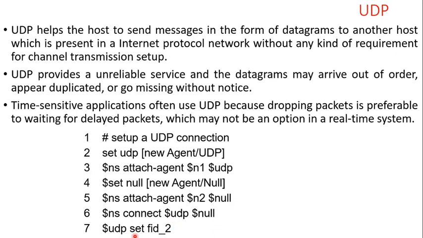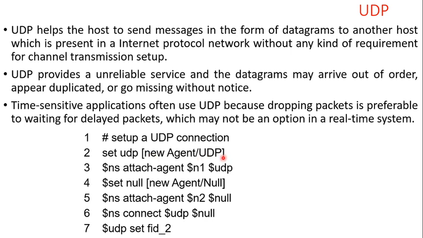Again as usual, under the UDP there may be n number of transmissions or n number of data flows. In order to categorize them or classify them or separate them or identify them individually, you will be setting a specific identifier or the sequence number for each data flow, that is by using this FID. So set FID underscore the flow number. So that is how you can create the UDP agent.